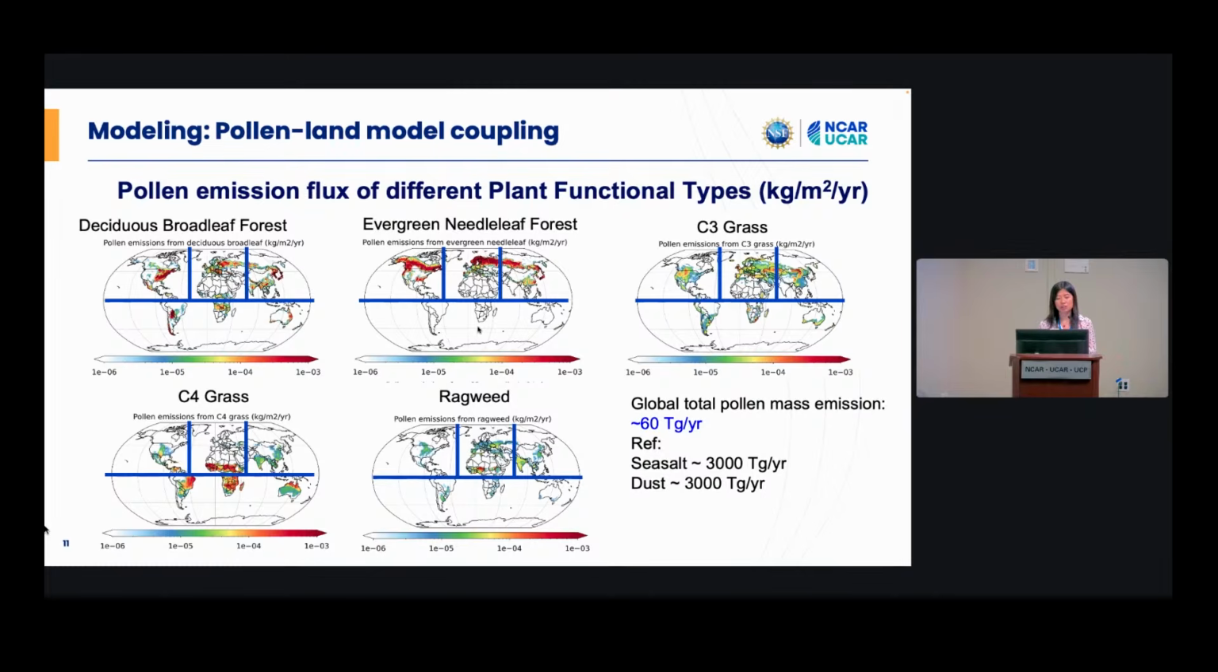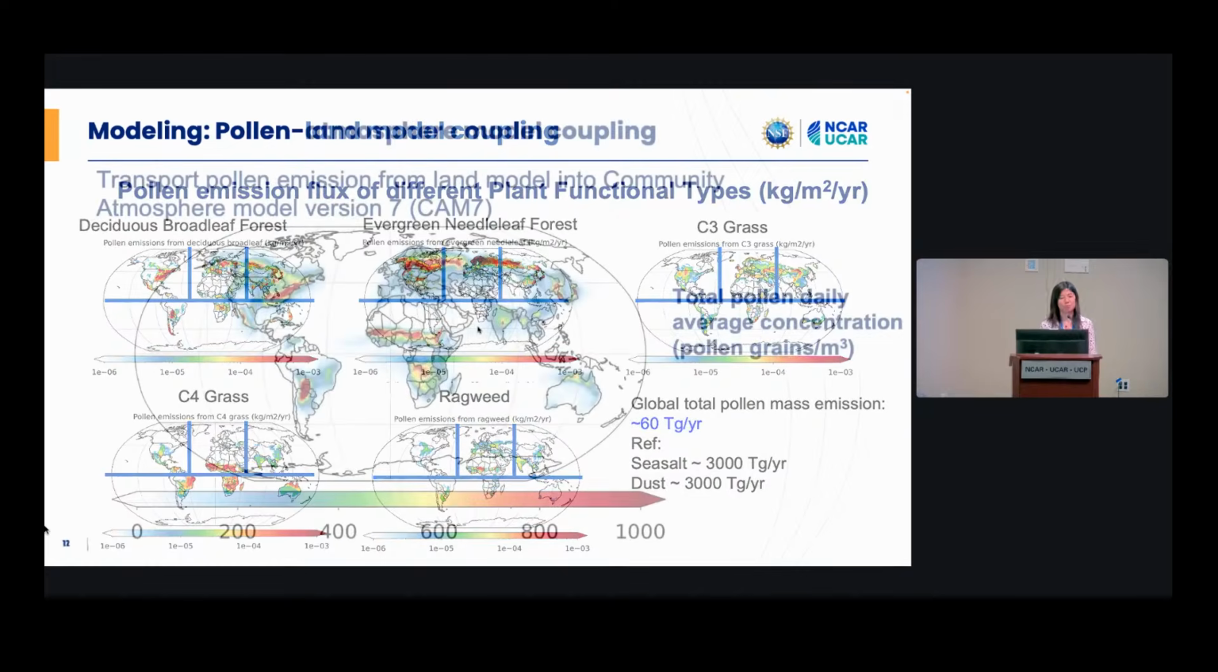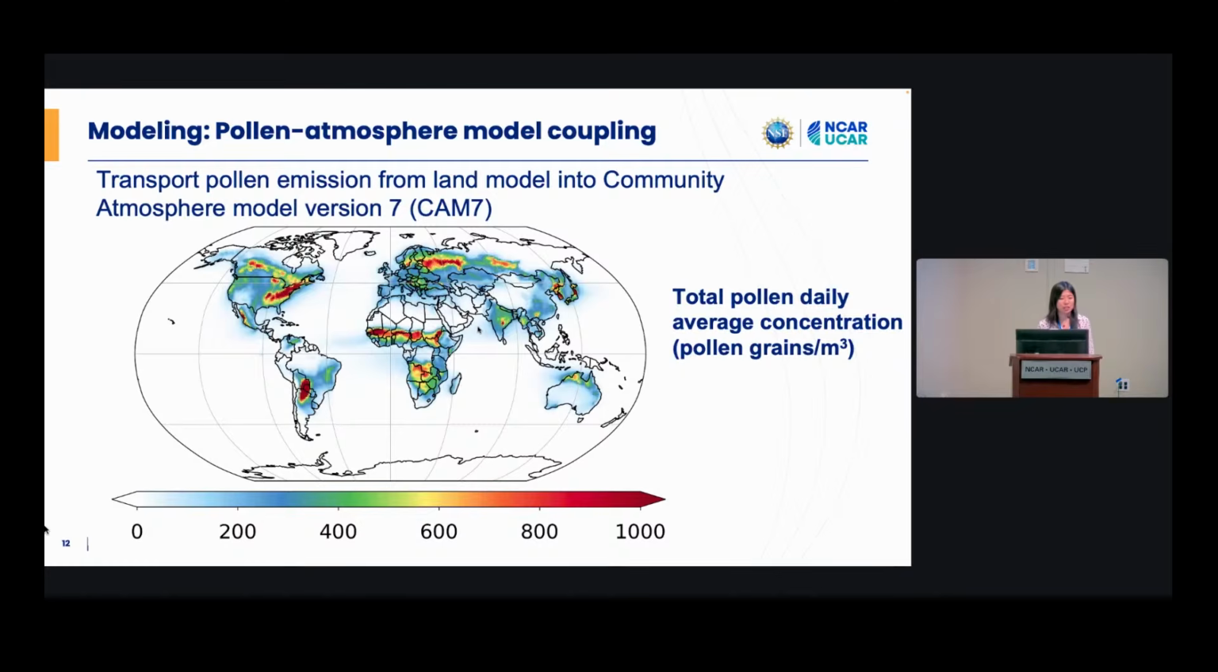Although it's still small compared to other types of aerosol like sea salt or dust, as I have mentioned, pollen is special because it impacts public health a lot. So it's definitely nice to have it incorporated in our system modeling. Afterwards, we transport the pollen emission from the land model into the community atmosphere model, where pollen would be in the coarse mode of the aerosols and go through all the processes along with other aerosols.